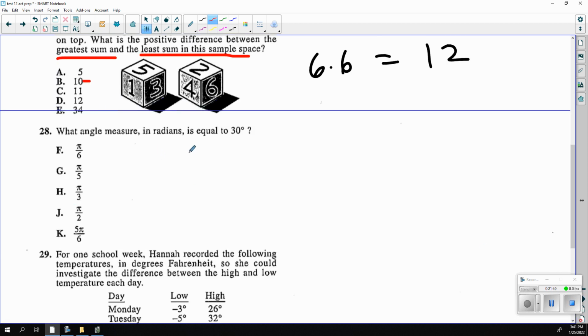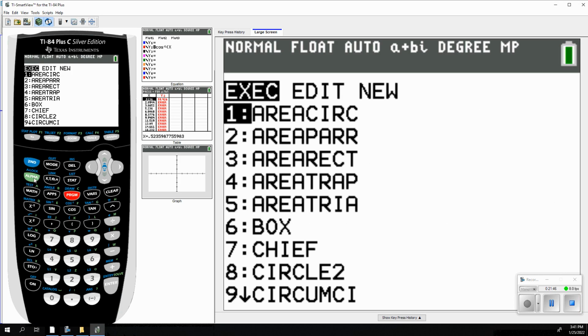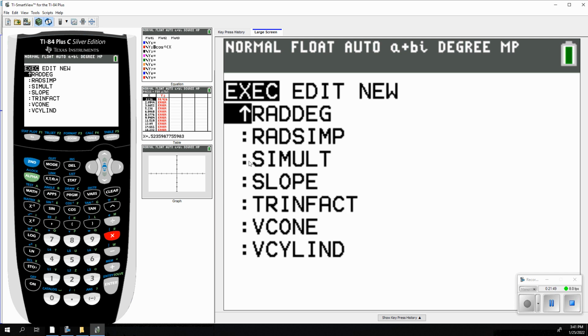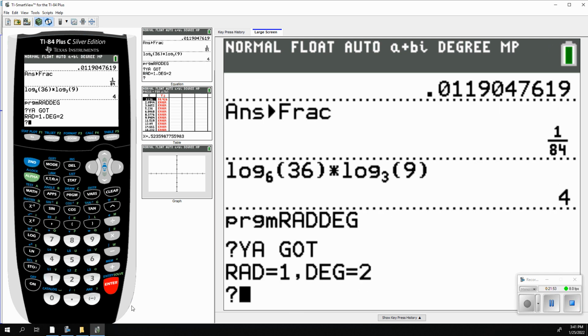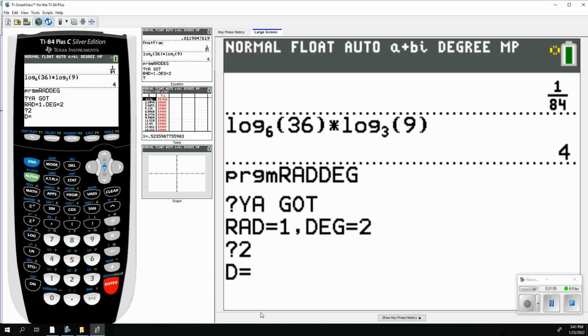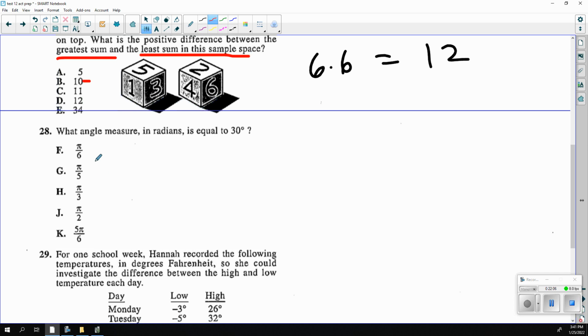Rare use of my degree to radian program. If you haven't done trig, it's actually called radian to degree, rad degree. And when you've got a degree, you hit 2, it's a loop program. You hit 30 degrees, and it gives you the equivalent of pi over 6. Isn't that cool? Rad degree program, which is a goodie.